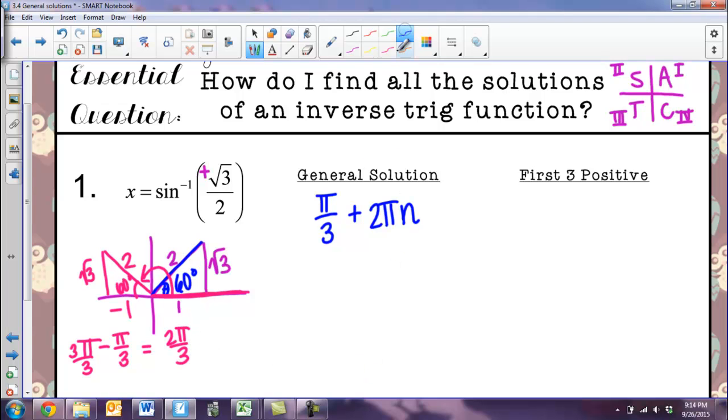So my other solution would be 2 pi over 3, and again we have to add all the coterminals, so 2 pi times n. That is my general solution. Again, there are 2 different places where I can have those angles.